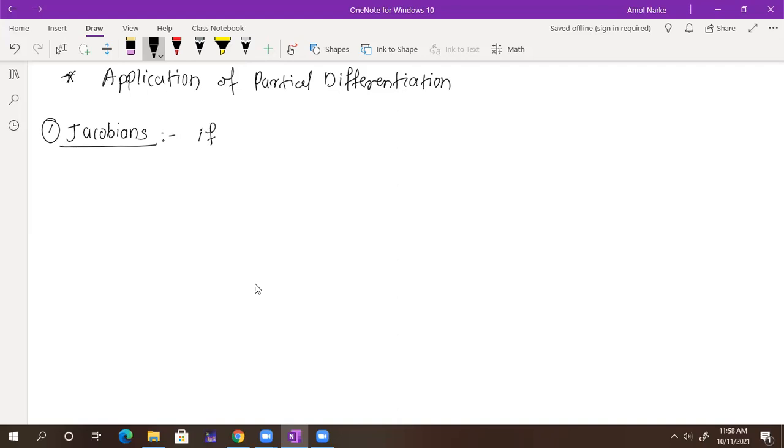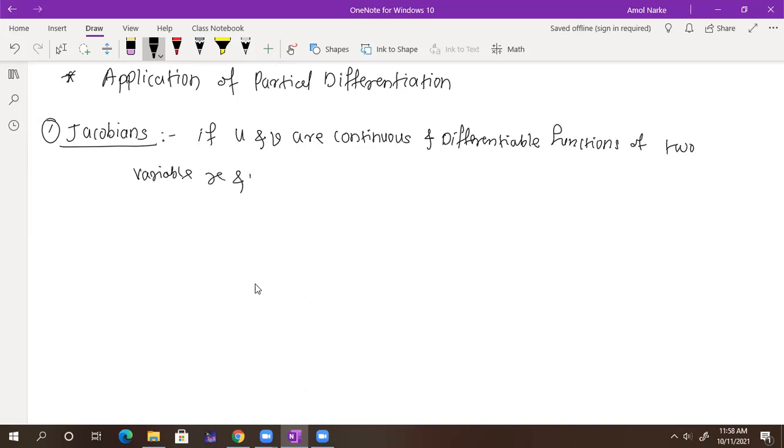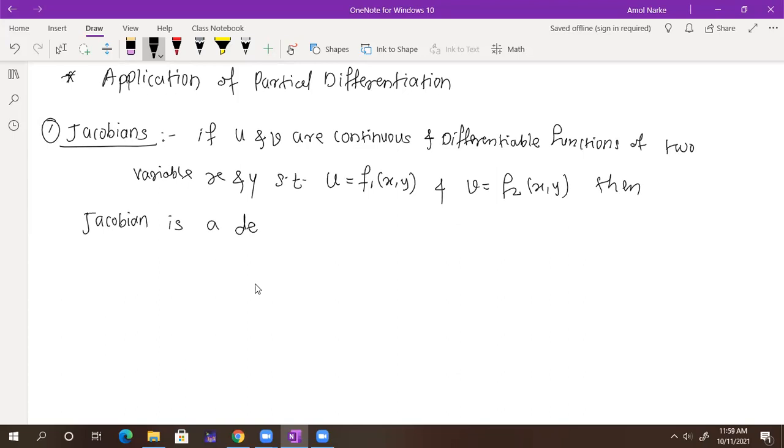If u and v are continuous and differentiable functions of two variables x and y, such that you can write u is equal to some f1 function of x and y, and v is equal to some f2 function of x and y, then the Jacobian is a determinant. So they have given the determinant.